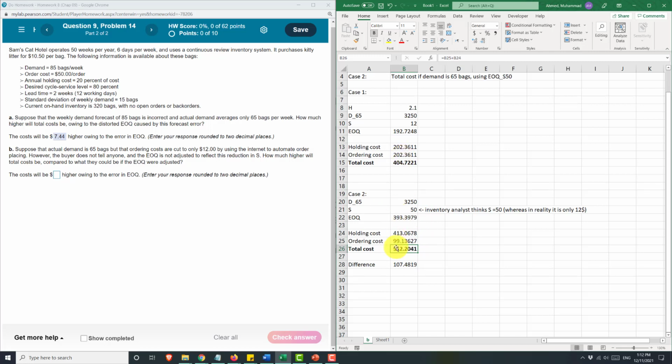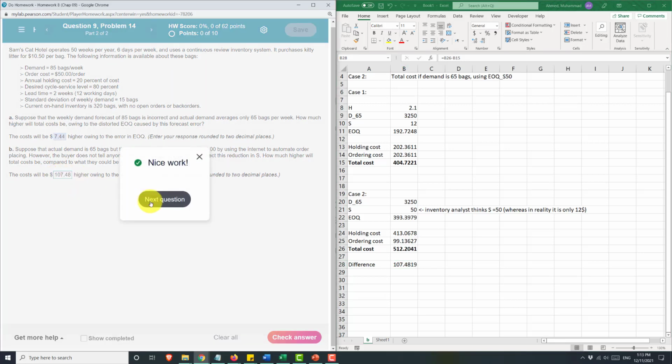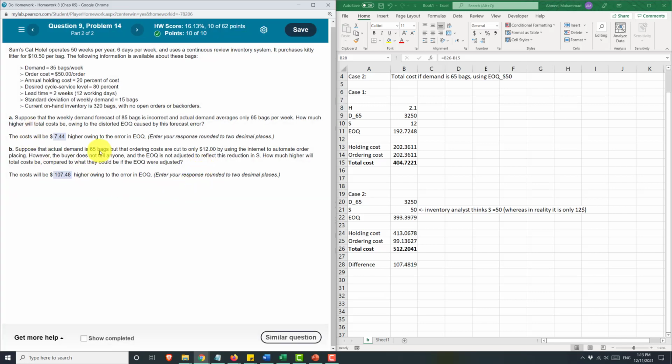When we compare the two scenarios, our actual ordering cost is much less than we expected, but our holding cost is more because we're using this inflated EOQ value. So the cost is 512, and it should have cost 404 in the ideal situation. So the increase in cost is about 107.48. Okay, and that is the end of the question.